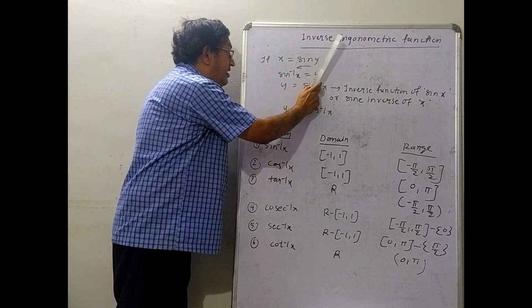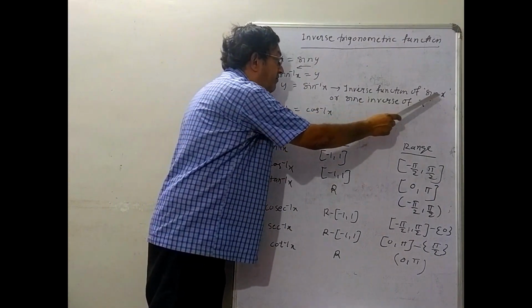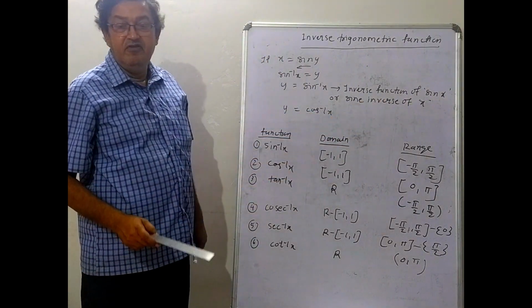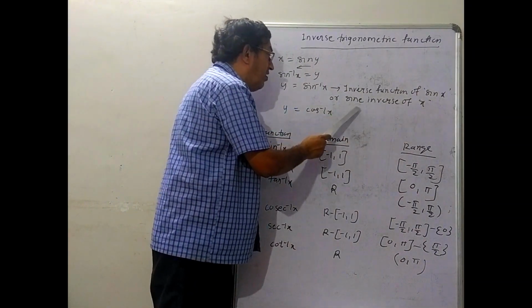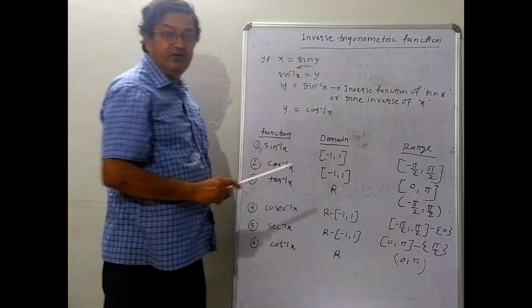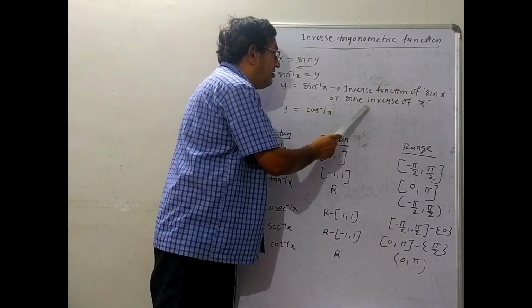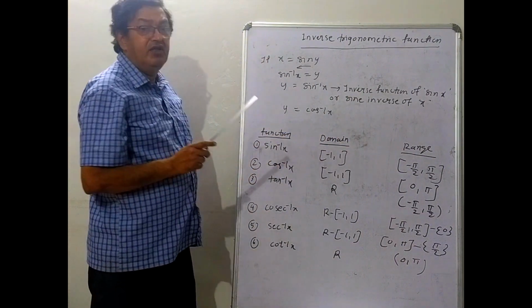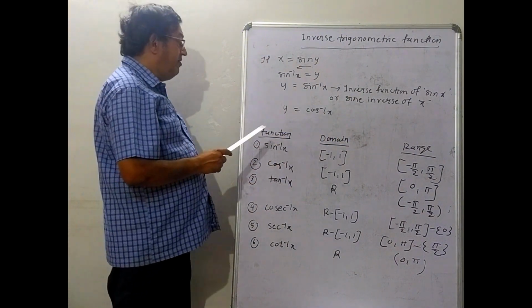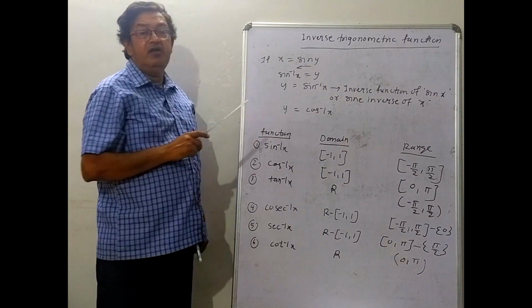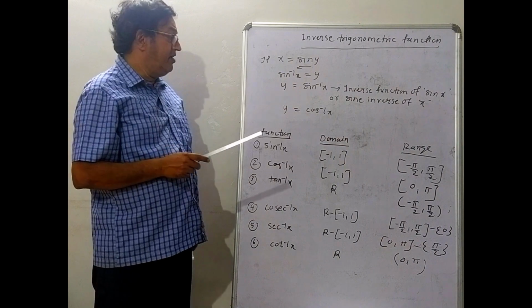And this particular function is read as inverse function of sine x, or sine inverse of x. This is the basic definition of an inverse trigonometric function. Similarly, we can write all 6 inverse trigonometric functions considering the basic trigonometric functions.